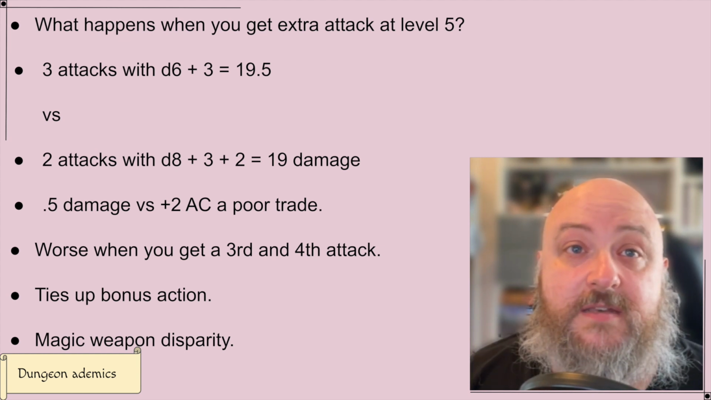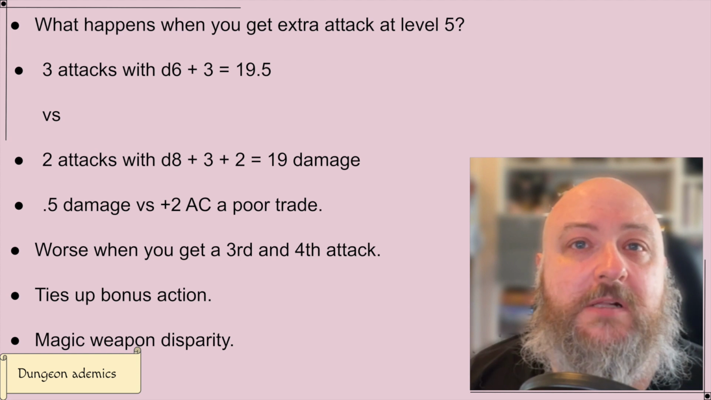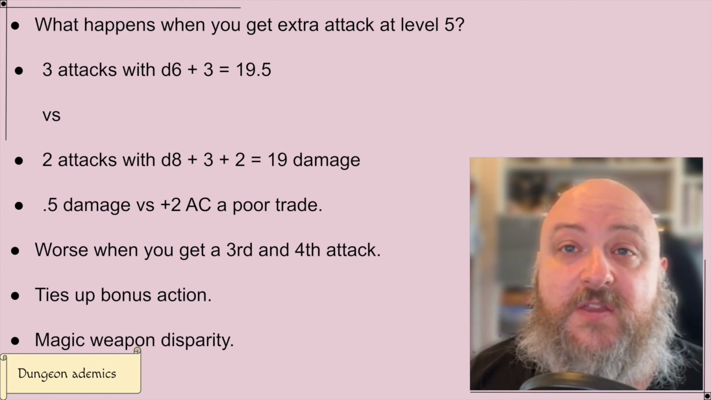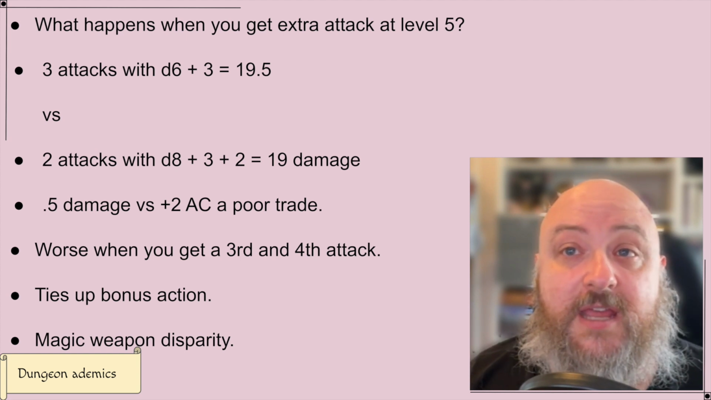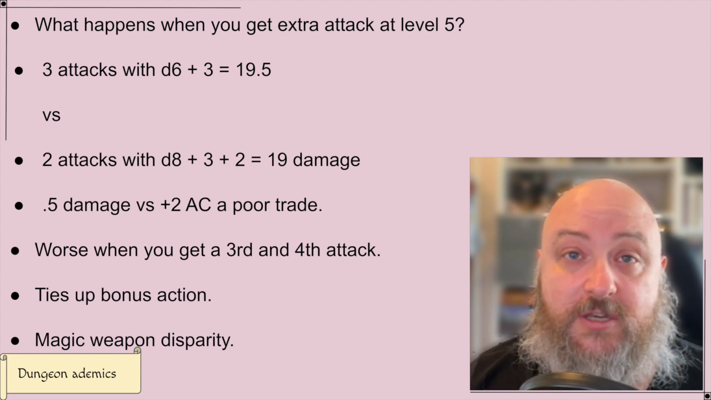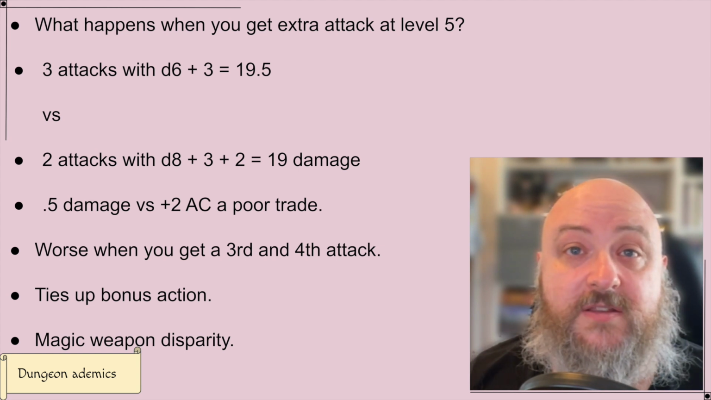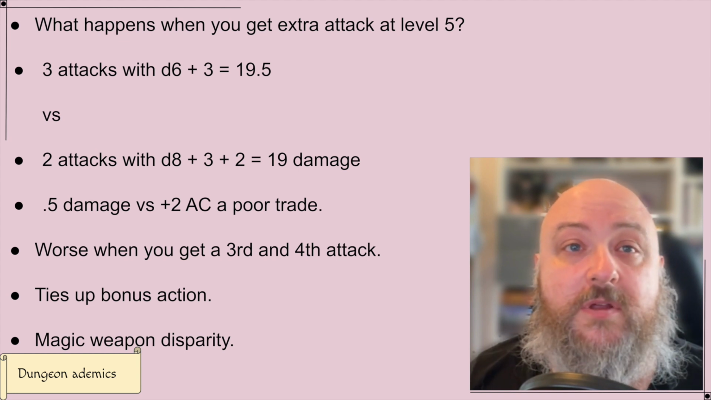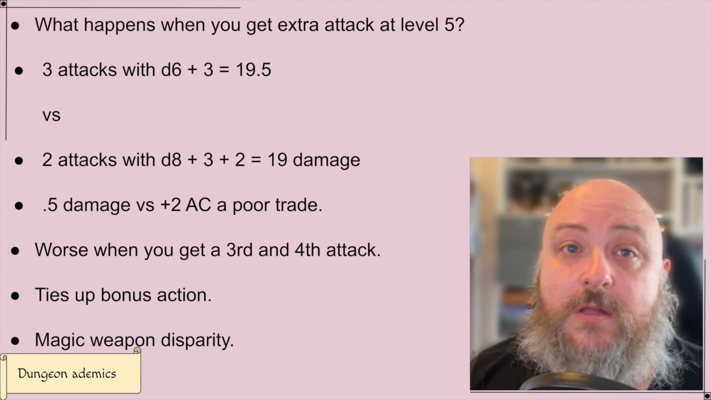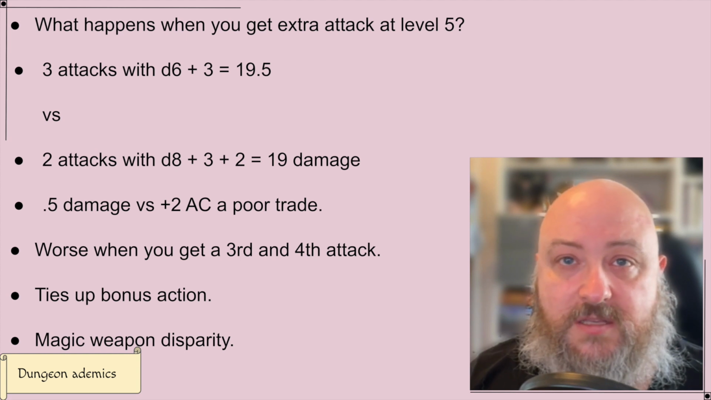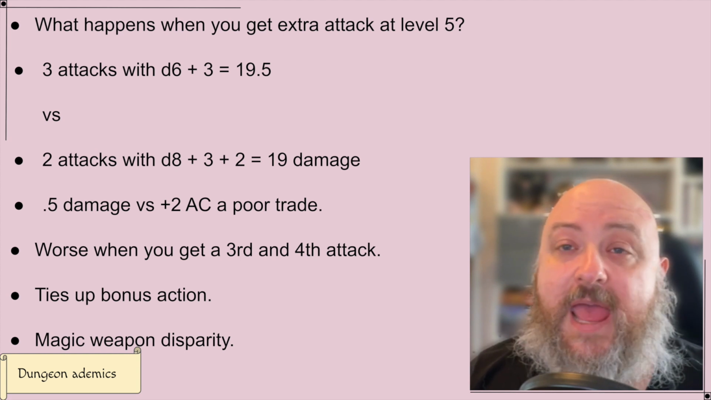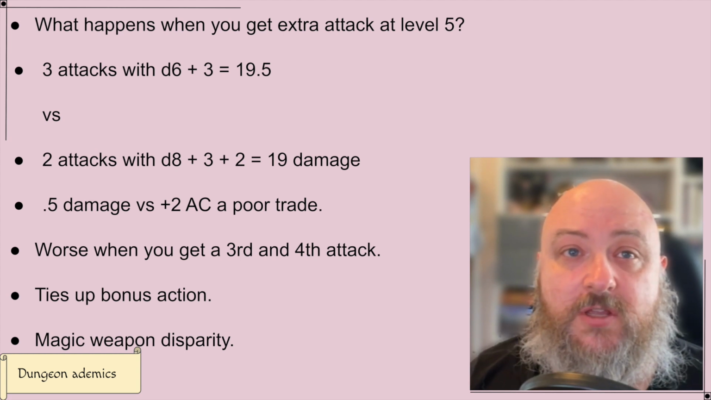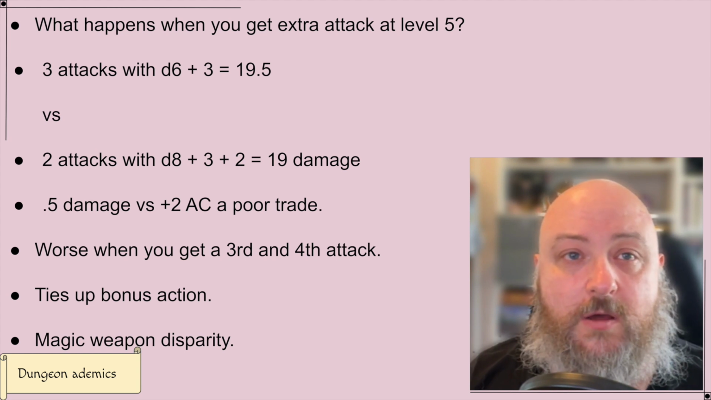With a second attack per action, the dual wielder now gets 3 attacks with 6.5 damage each, netting a total of 19.5 damage. The sword and board fighter's 2 attacks total to 19 damage, only half a point of damage less, but still with 2 extra points of armor class. With a third attack, any extra damage expected from using 2 weapons is completely gone.